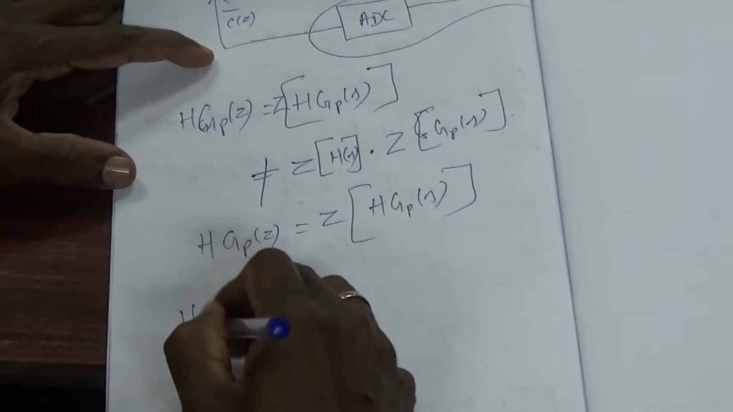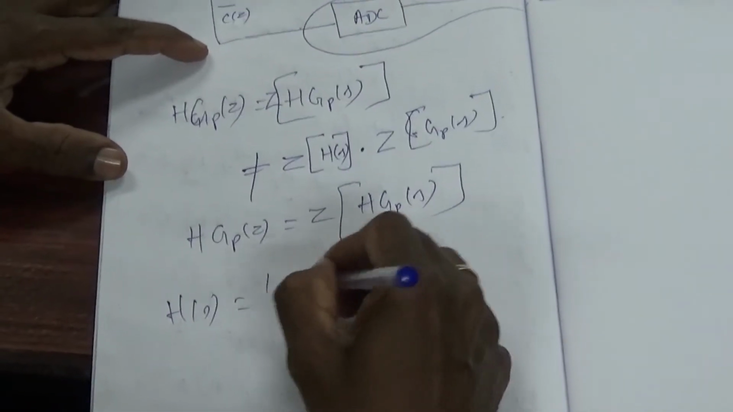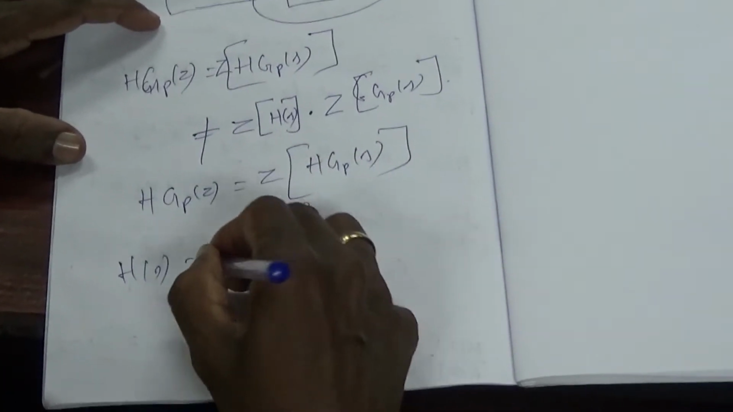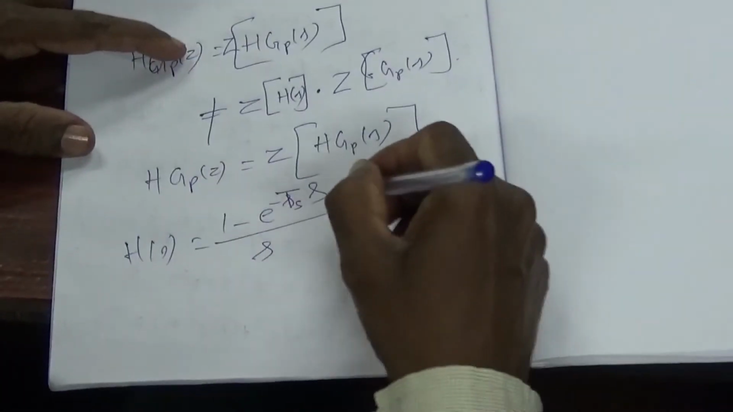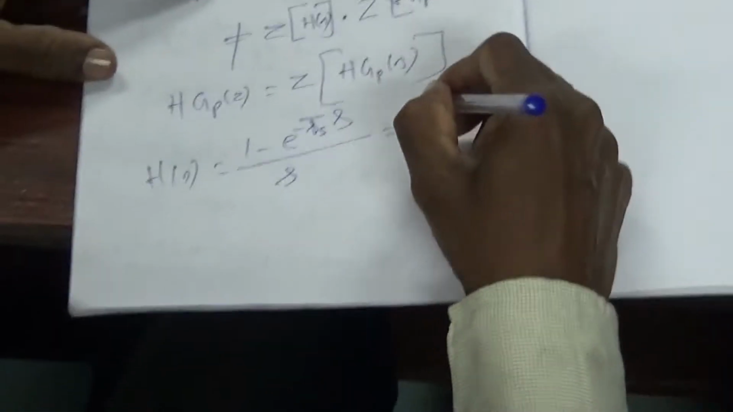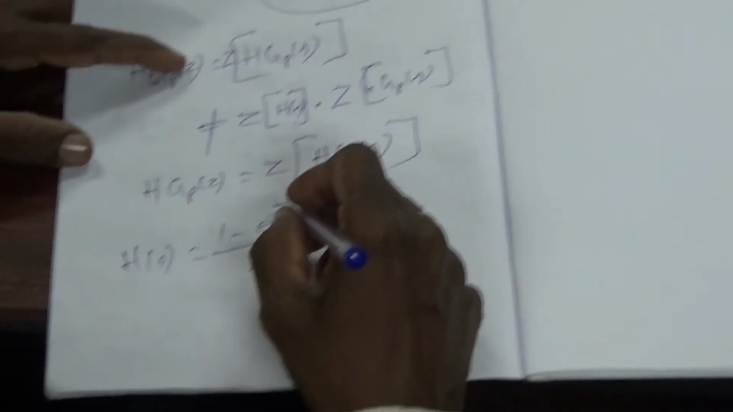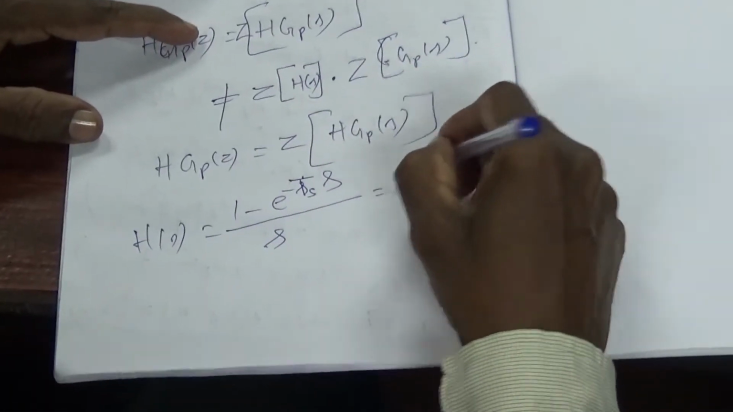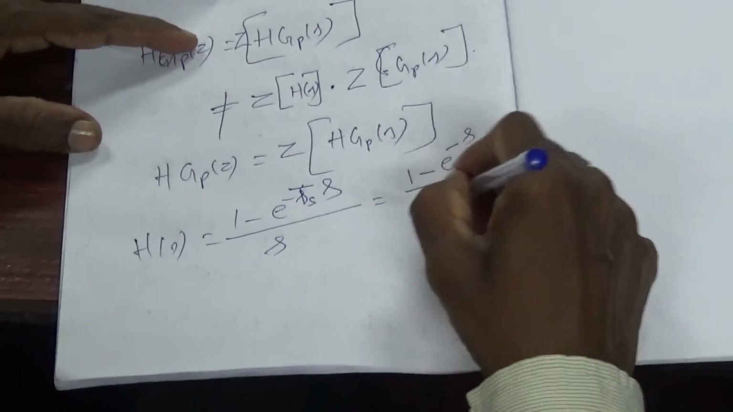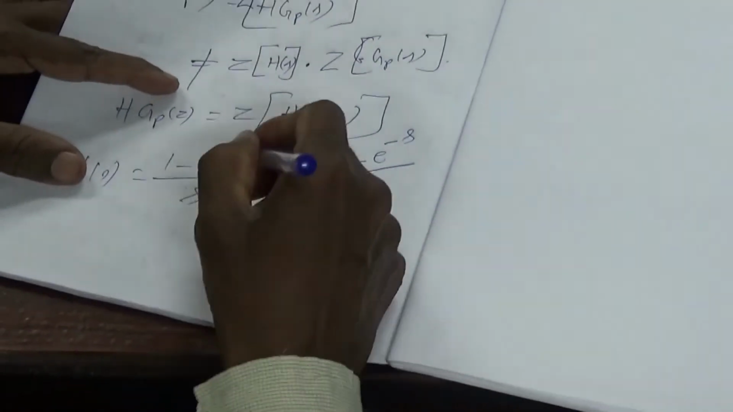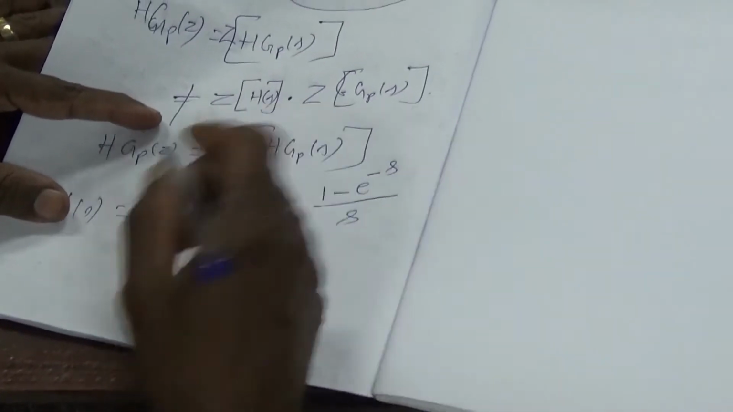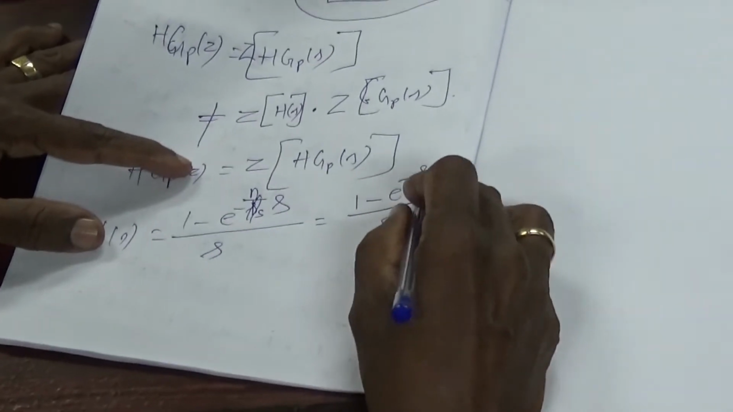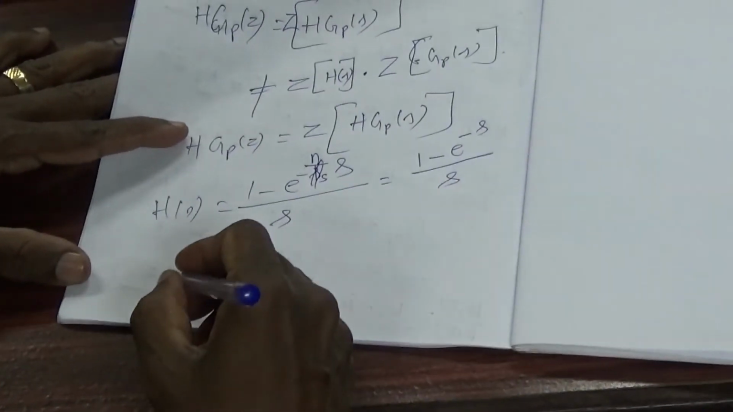We know that H of S equals 1 minus e power minus Ts upon s. That is H of S. If sampling period equals 1, then the number of sampling periods is one. That's why 1 minus e power minus s by s. This should be n: 1 minus e power minus ns by s. The number of sampling periods is 1, therefore 1 minus e power minus s divided by s.